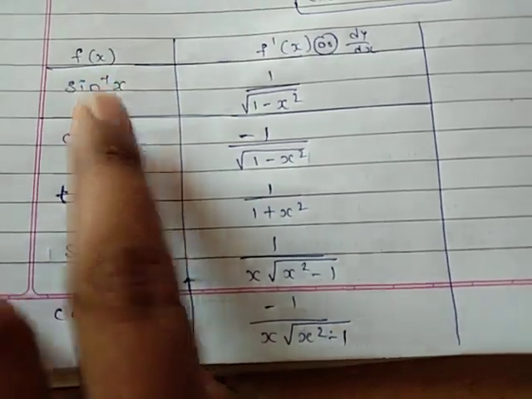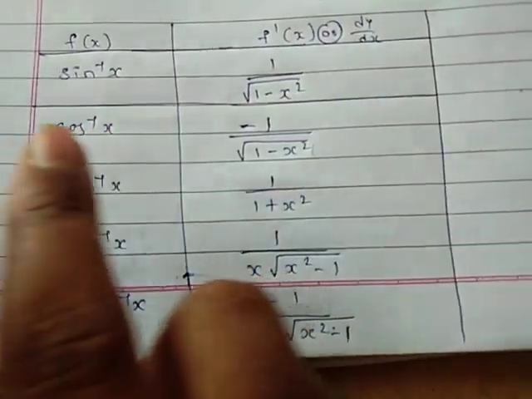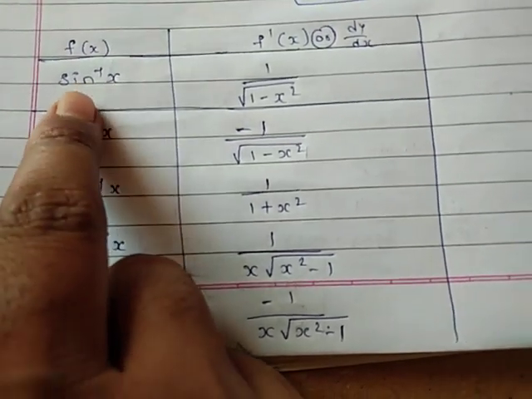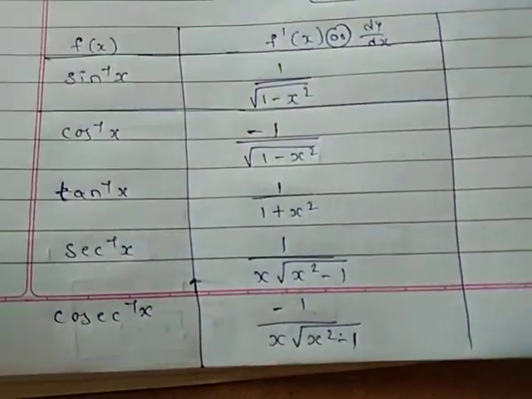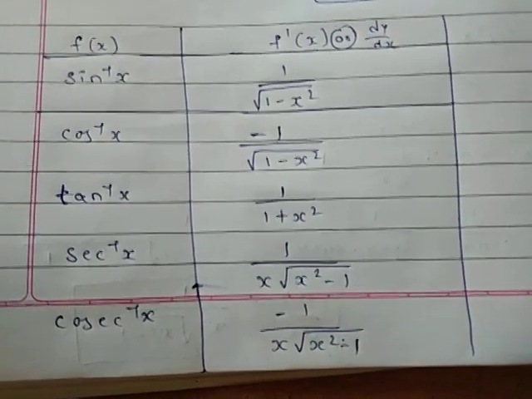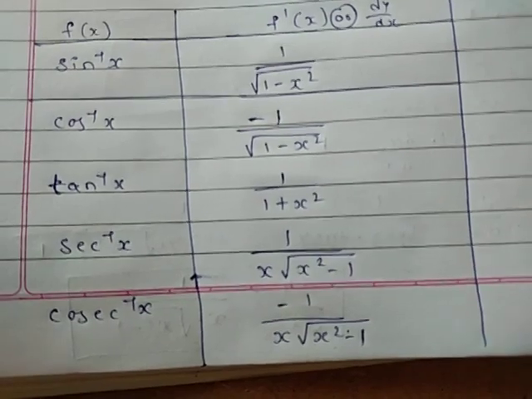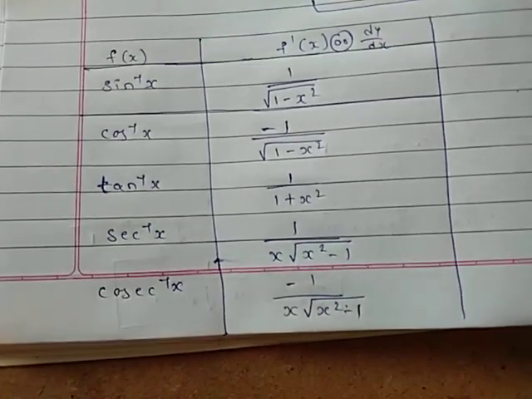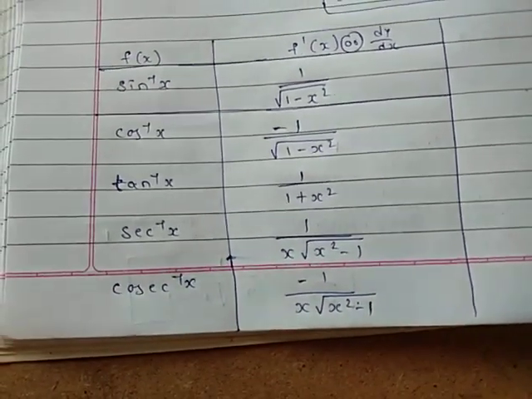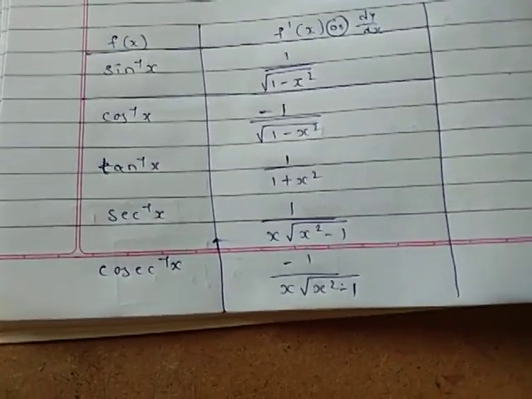Observe here, we have two columns: this is f of x and this is f dash of x, or dy by dx. We have the standard derivative of sin inverse x as 1 divided by root of 1 minus x square. The second function is cos inverse x, and its standard derivative is minus 1 divided by root of 1 minus x square. The next one is tan inverse x, with the standard derivative 1 divided by 1 plus x square.